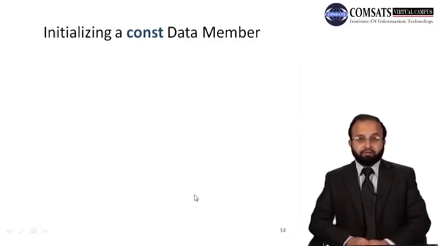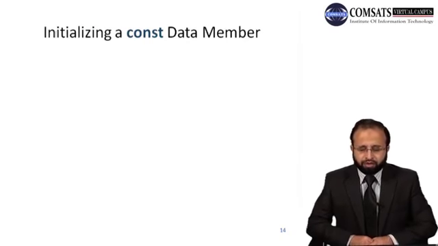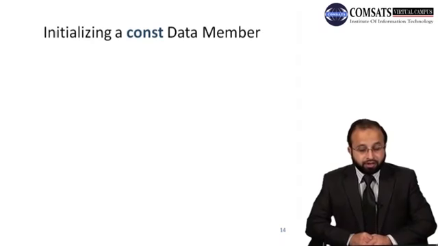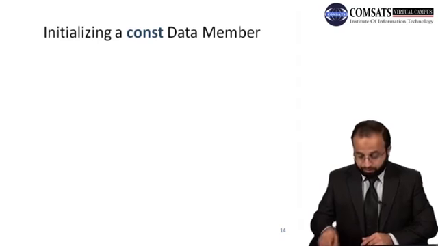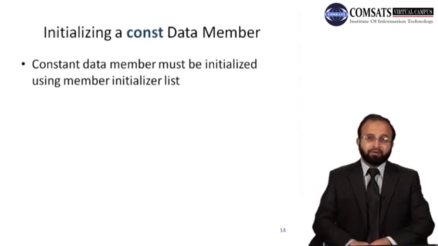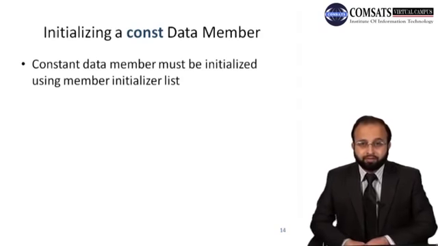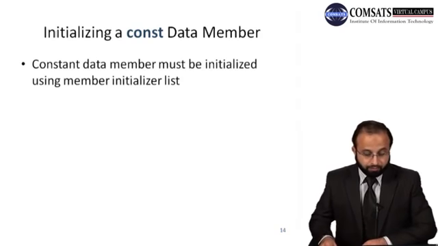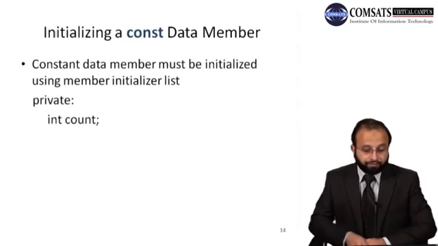Now initializing a constant data member. We have seen what is a constant object, what is a constant member function, and how a constant object is passed as an argument to a function. Constant data members are the private data members of the class that start with the keyword const. A constant data member must be initialized using a member initializer list provided by the constructor, right? They must be initialized there, otherwise we won't be able to initialize constants further in the program.